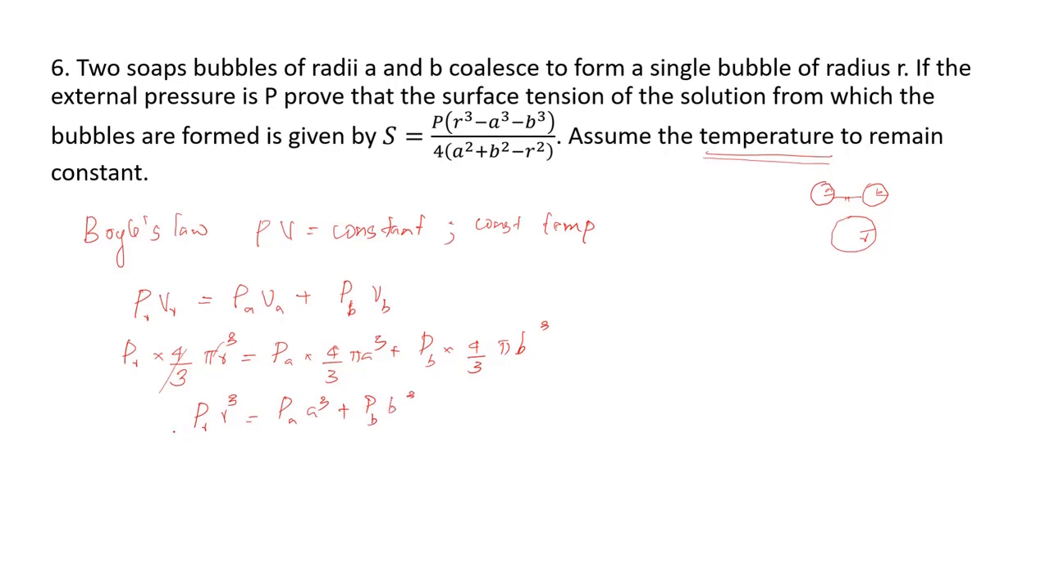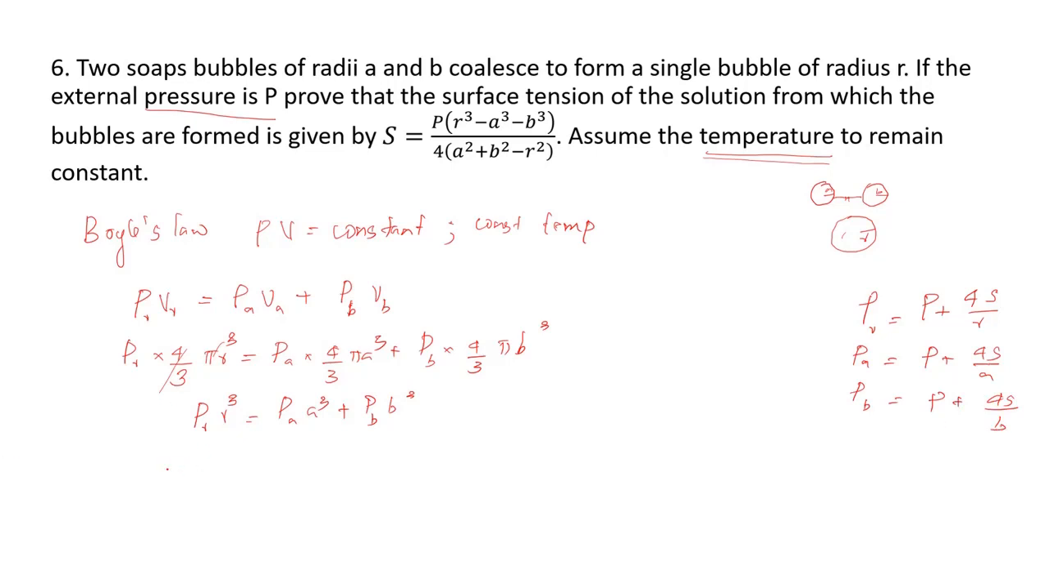But we know that PA, PR, PB are related to some external pressure. It has some external pressure P and it has some internal pressure. So, PR will be equal to external pressure P plus the internal pressure. Internal pressure is given by the equation 4S by R. Since it is a soap bubble, it has two surfaces, so it is 4S by R. Similarly, PA is external pressure plus 4S by A, and PB is external pressure plus 4S by B.